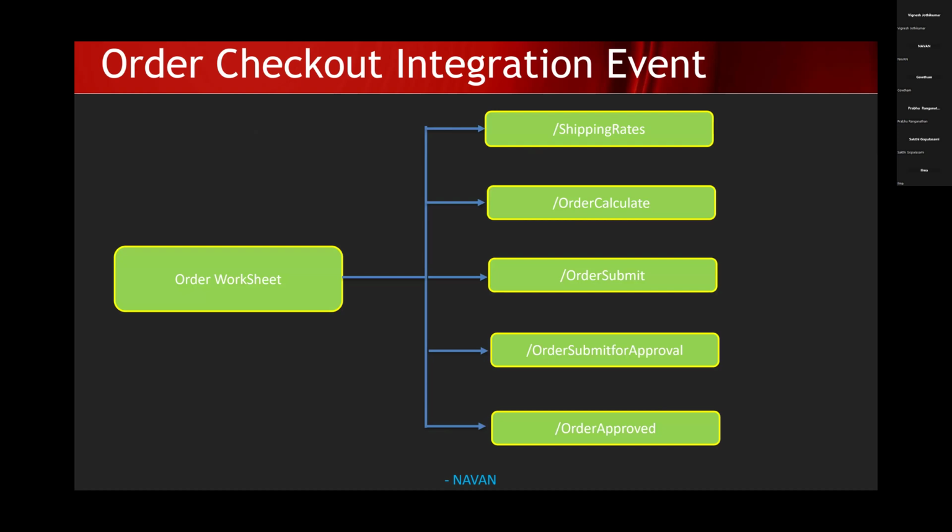So based on the API endpoint name, you probably would have guessed that the shipping rate gets calculated there. So you can plug in your own logic in this case. Then you can do an order calculation based on what shipping rate or what shipping style was used. So order calculation is done based on that. You can plug in your logic there.